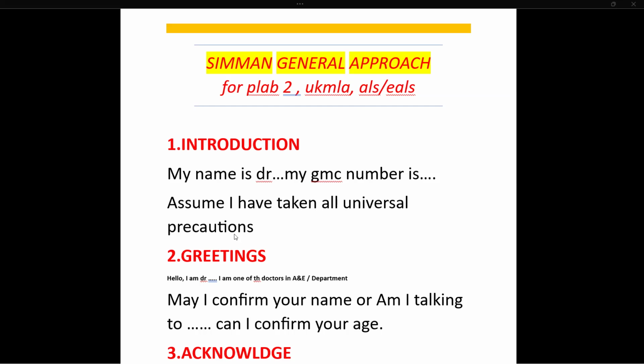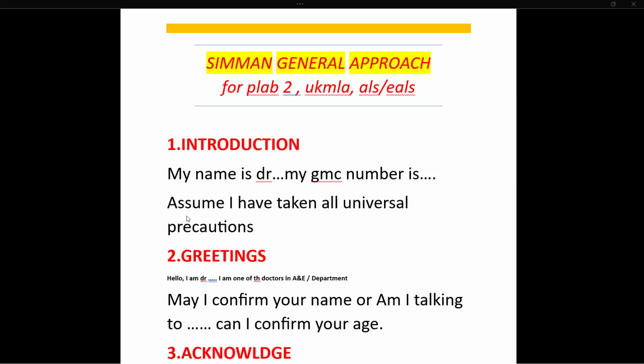After this, an important point: say, "Assume I have taken all universal precautions," which the majority of students or doctors skip. If you say, assume I have taken all universal precautions, it means that you are wearing apron and gloves just before starting your examination and consultation with the patient. So the examiner will see that you are a safe doctor, that you verbalize that you have taken all the universal precautions. So just verbalize loudly that I assume I have taken all the universal precautions.